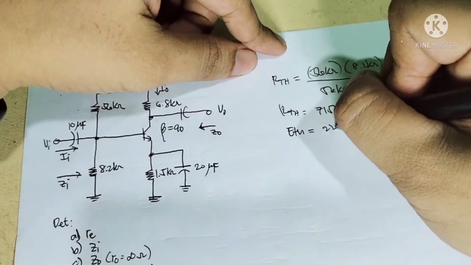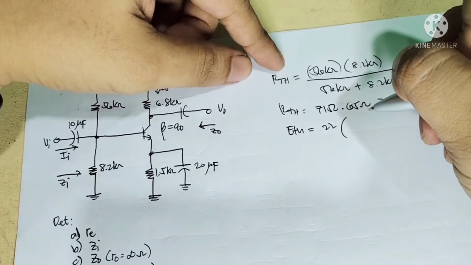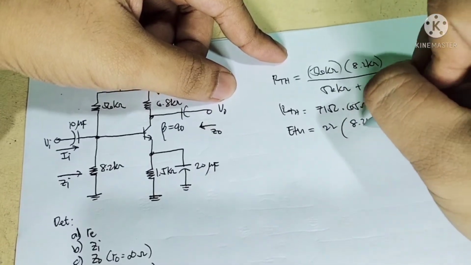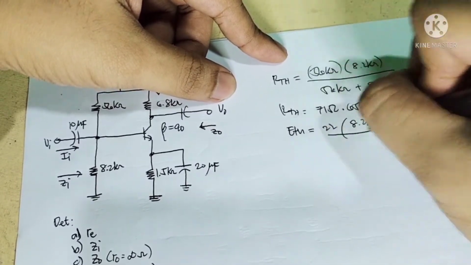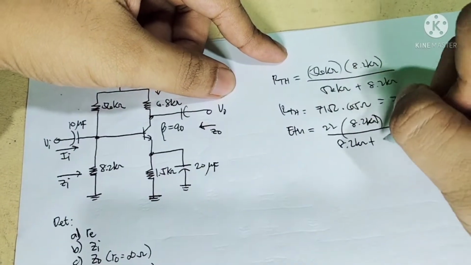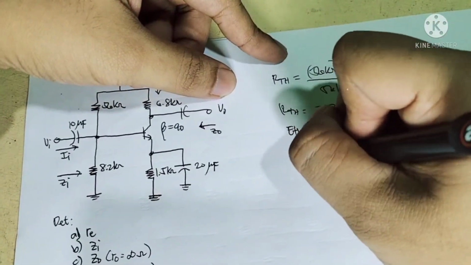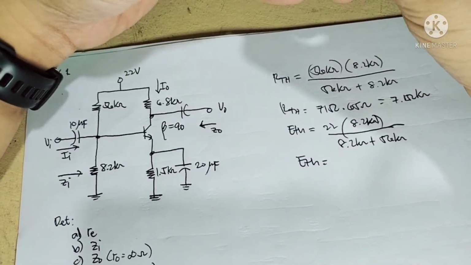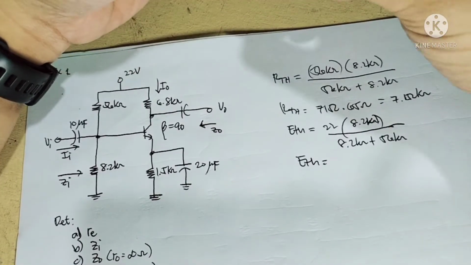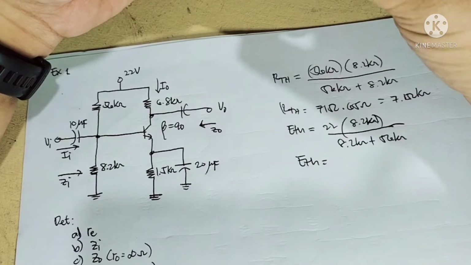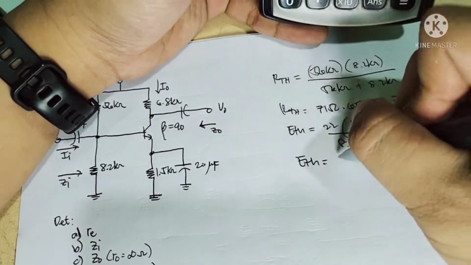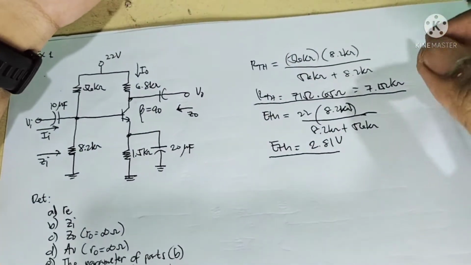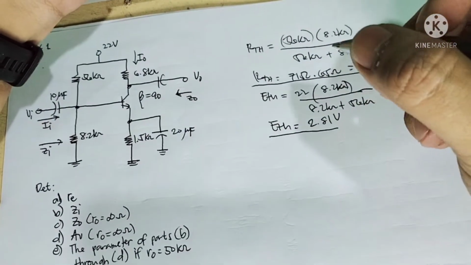ETH is just equal to 22 times 8.2 kilo ohms divided by 8.2 kilo ohms plus 56 kilo ohms. So by using the calculator, 22 times 8.2k divided by 8.2k plus 56, therefore ETH is equal to 2.81 volts. So you have now RTH and ETH by Thevenin's equivalent, and we can now calculate the IB.